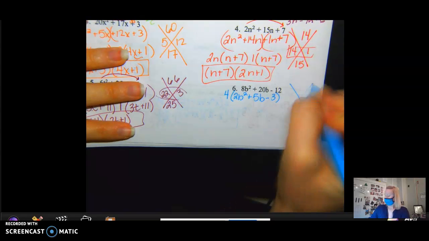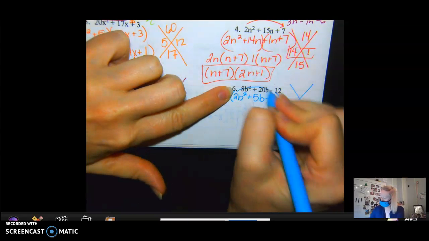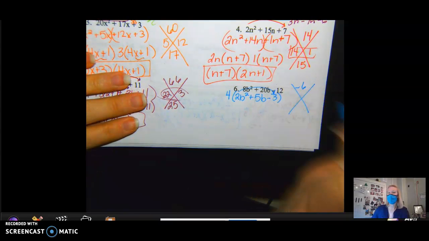Now, crisscross it. So you can cover up that 4. That 4 has nothing to do with this. You do it like the other problems. Multiply your a times your c. So 2 times negative 3. What's 2 times negative 3? Negative 6. When I add, I want 5.